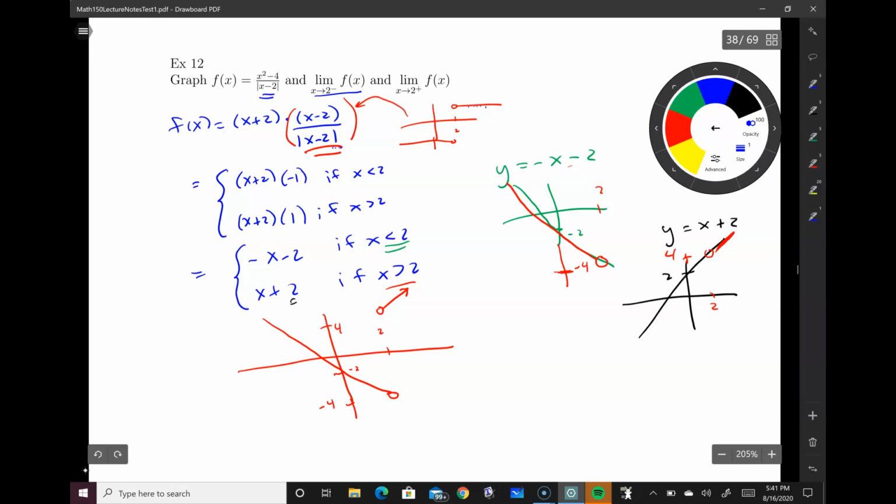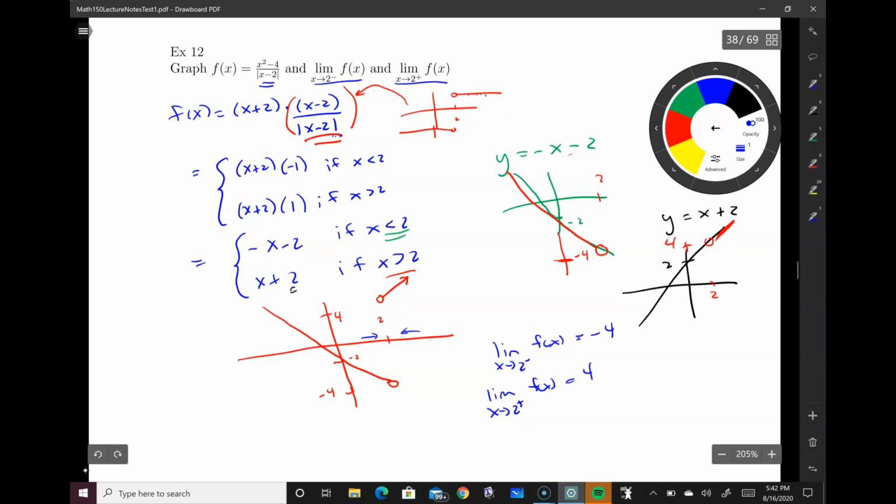All right, now I'm going to answer the two limit questions. So limit as x goes towards 2 from the negative side, and limit as x goes towards 2 from the positive side. So from the negative side, coming in towards 2, I'm going to negative 4. From the positive side, jump on the graph, I'm going to 4. Very different.